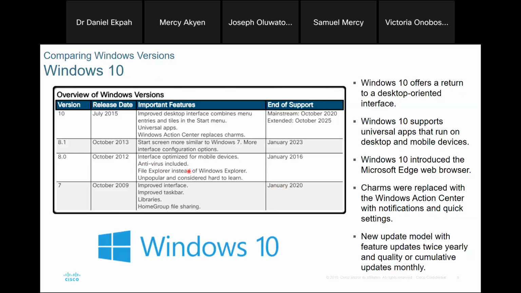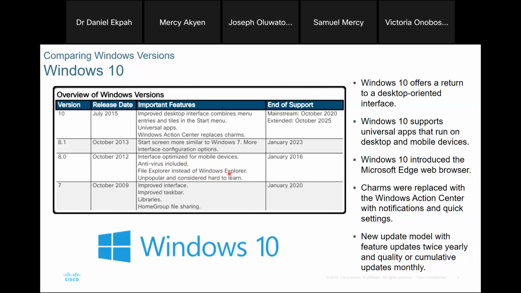The interface was optimized for mobile devices, and antivirus was included. At the time, Windows didn't have anything like antivirus or security, so it was introduced with Windows 8.0. Windows Explorer was replaced with File Explorer, and it was actually unpopular. Windows 8.0 was kind of hard to learn because people could not navigate through its user interface.